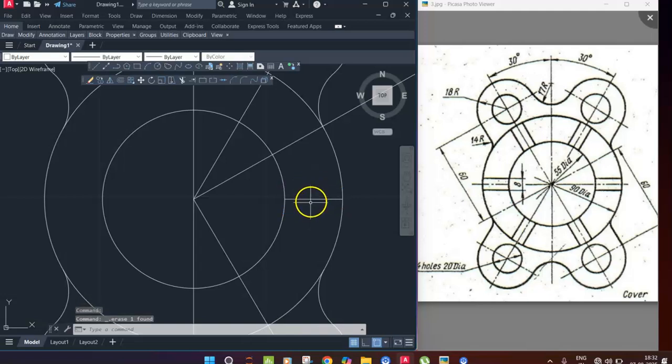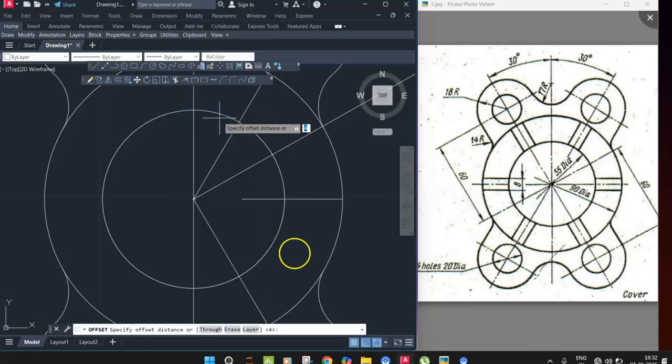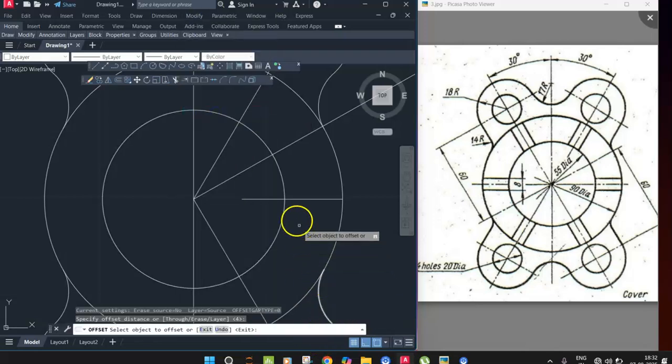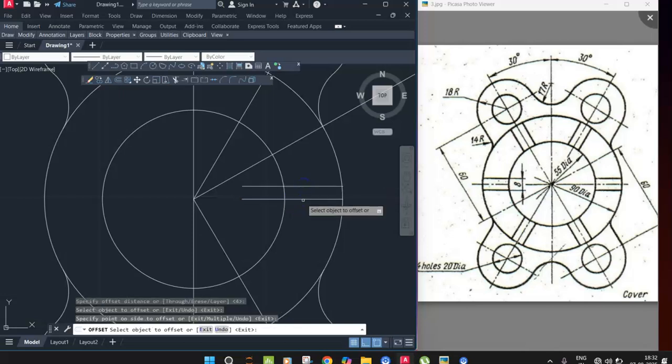So to avoid all those things, the best option is, make sure that ortho is on. Draw a line which crosses the internal circle, so that there will be no problem of extension. Modify offset, distance is 4, select the object on both sides. You made a strip, right? Now trim the unwanted portions. This one also I don't need.